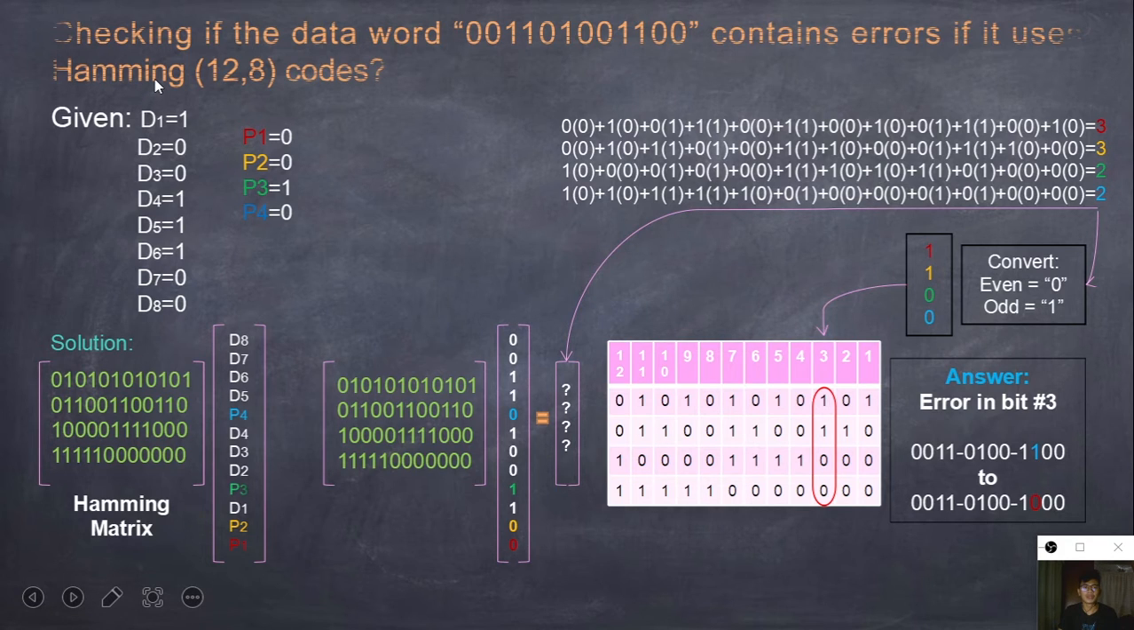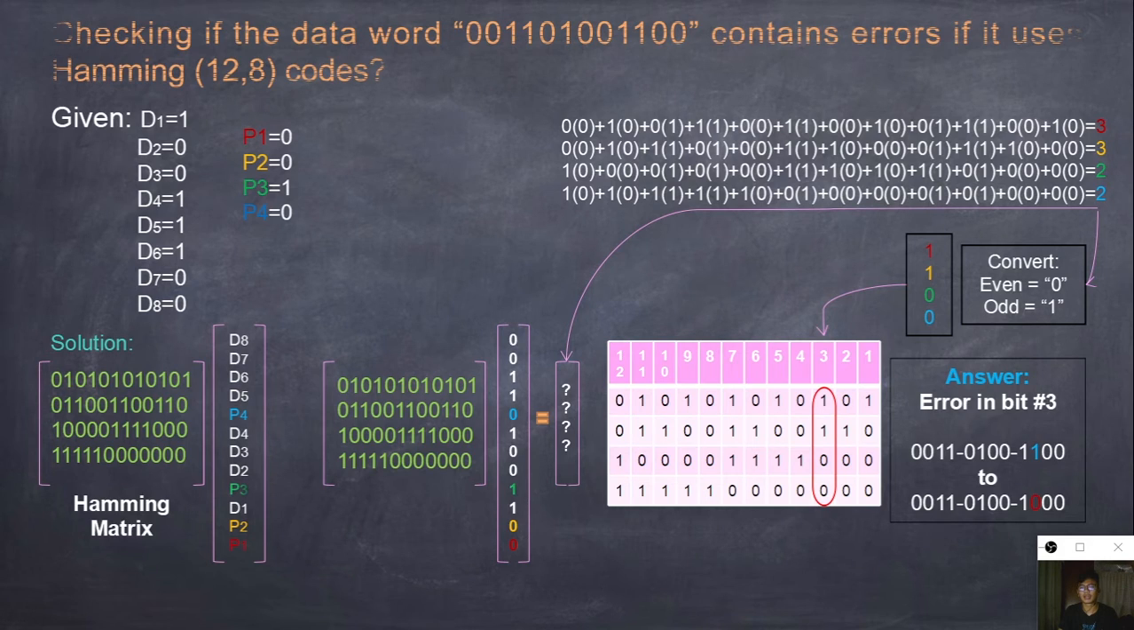Checking if the data word 001101001100 contains an error if it uses Hamming 12-8 code. For the data given, the process is the same as problem number 1. Here is the solution. The Hamming matrix is multiplied by the given value at each bit position, and here is the calculation, which equals 3322.